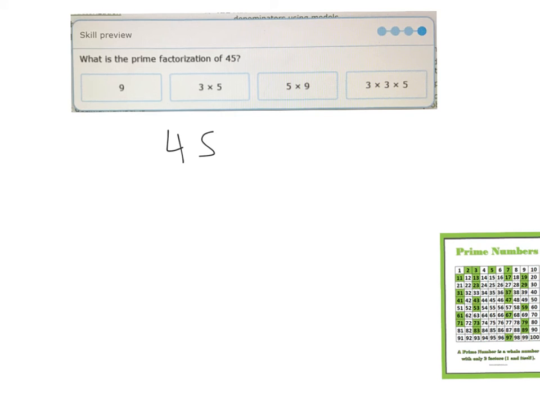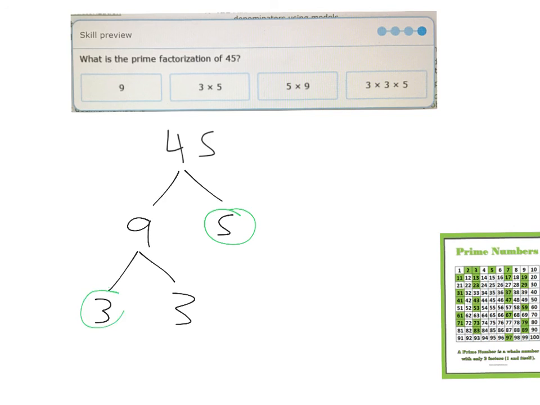And our last example, prime factorization of 45. When I look at 45, I immediately think 9 times 5. And 5 is already a prime number, so we're done with that branch. But 9 can be broken down further. I think of 3 times 3. Boom. Prime number, we got it. 3 times 3 times 5. Which we can see is right there.